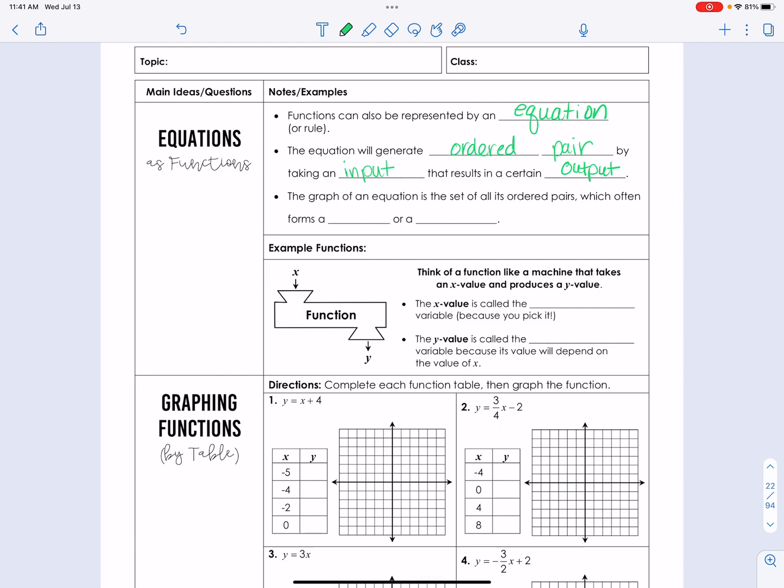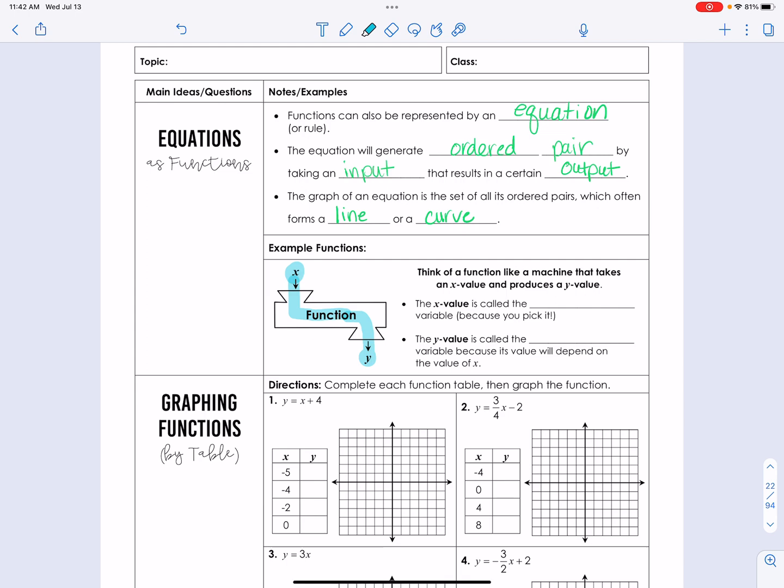The graph of the equation is the set of the ordered pairs, which often forms a line or a curve. In this class, we're mostly going to be focused on the lines, not so much the curves, but you're going to get into them a little bit towards the end of this class. So you have this function. You're going to take the x, put it into the function, and get out a y, an output value.